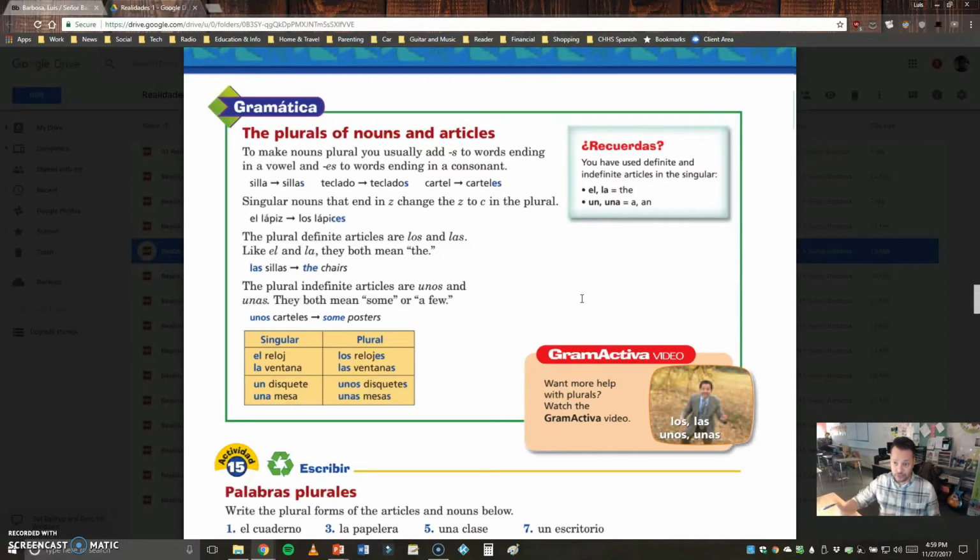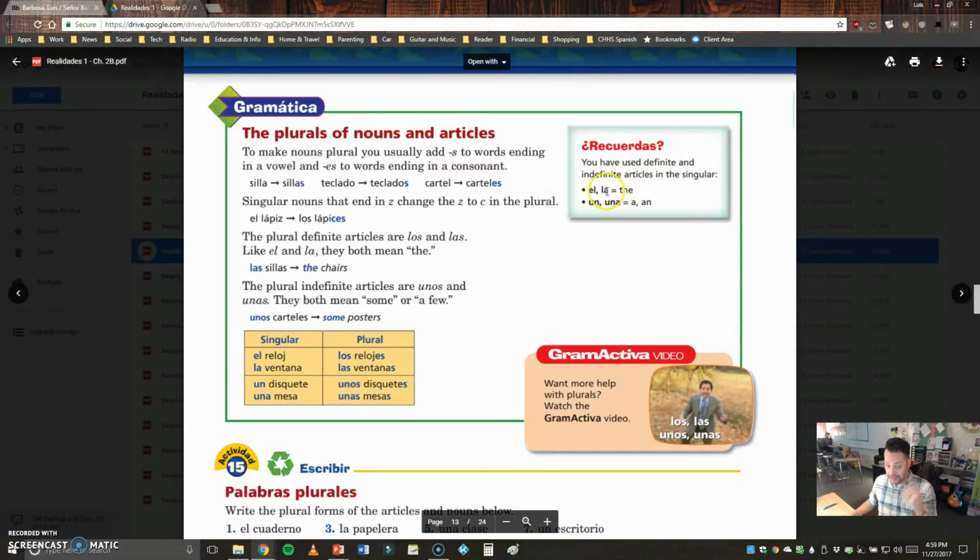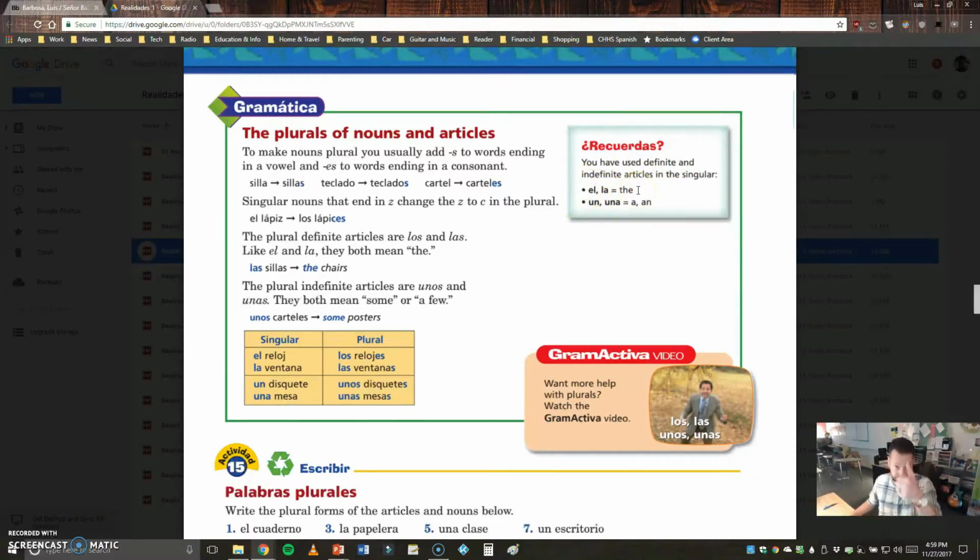But now it's time for us to ramp it up and let's get plural things and plural people involved in the action. Here's a little reminder. Remember that you use definite articles such as el or la in the past. El or la means the, okay? Let's recap. And then you also used indefinite articles. Now, remember to say a or an in Spanish, you say un or una. So, el or la, that means the, el for masculine nouns, la for feminine nouns. And then un and una, those are indefinite articles. Un for masculine nouns, una for feminine nouns, okay?